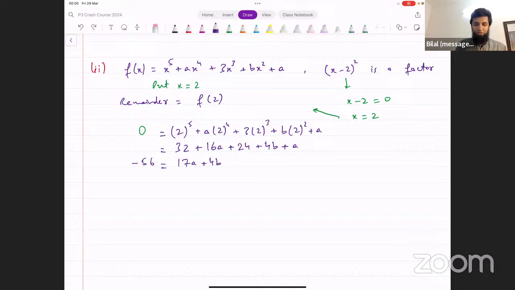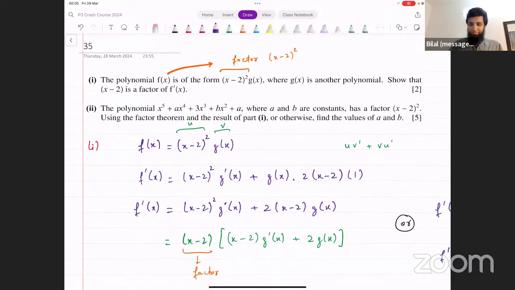That is one equation that we're getting, one equation in terms of a and b. We have two unknowns. Since we have two unknowns, we can't really find the values of a and b from this. We would need some other equation as well. Now, what about finding another equation?